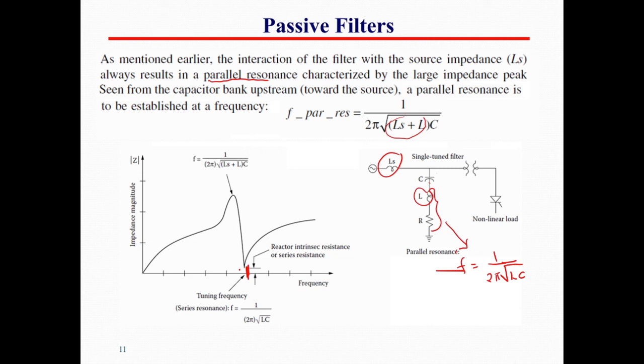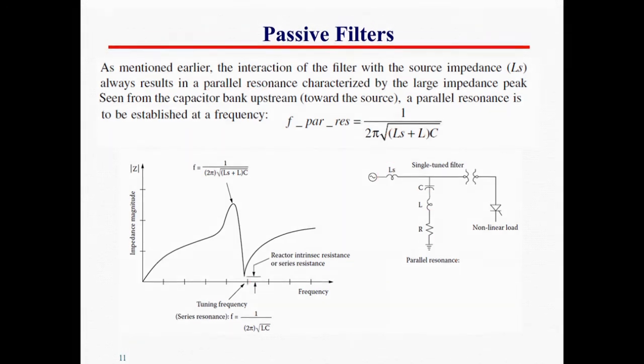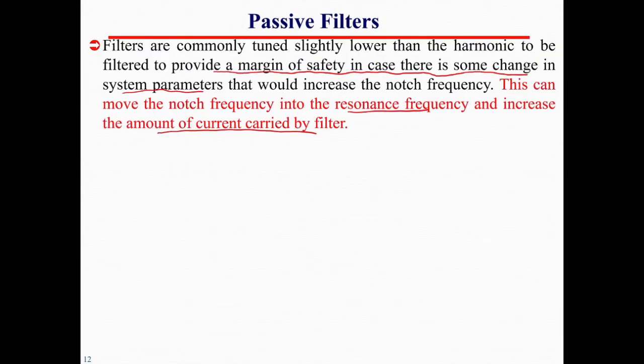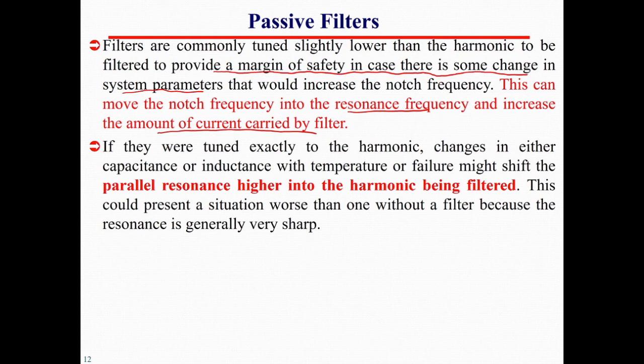They say that if they have the fifth harmonic, the filter will not be designed at the fifth, at resonance. They will design it, let us say, at 4.7. So this is what we are saying over here.